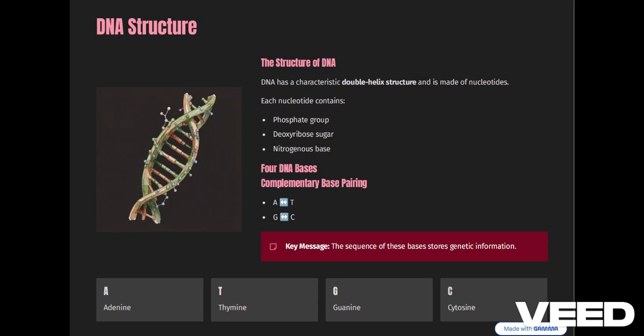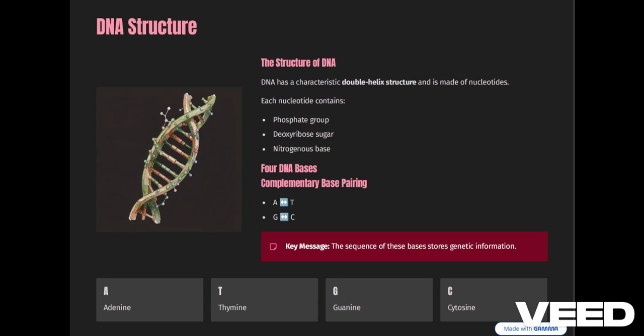Now let's understand the basic structure of DNA. DNA has a famous double helix structure. You can imagine it like a twisted ladder. The two sides of the ladder form the sugar-phosphate backbone, while the steps of the ladder are formed by pairs of nitrogenous bases.